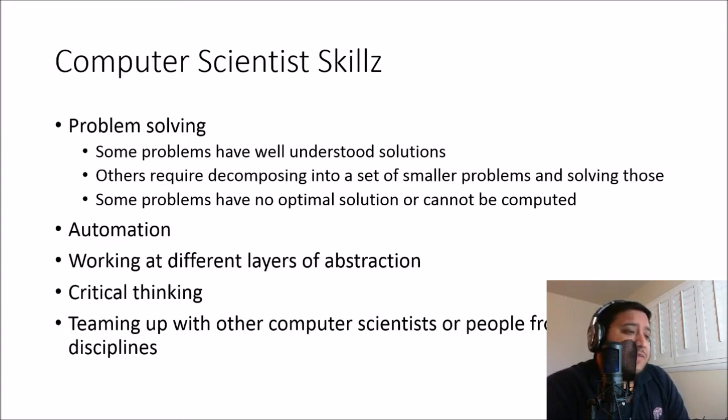And I may be able to find a less than optimal solution, but it's a solution, and in some cases that's good enough. So another skill that you'll be taught is automation, and that is really identifying inefficiencies and correcting them. In essence, computer scientists are lazy.